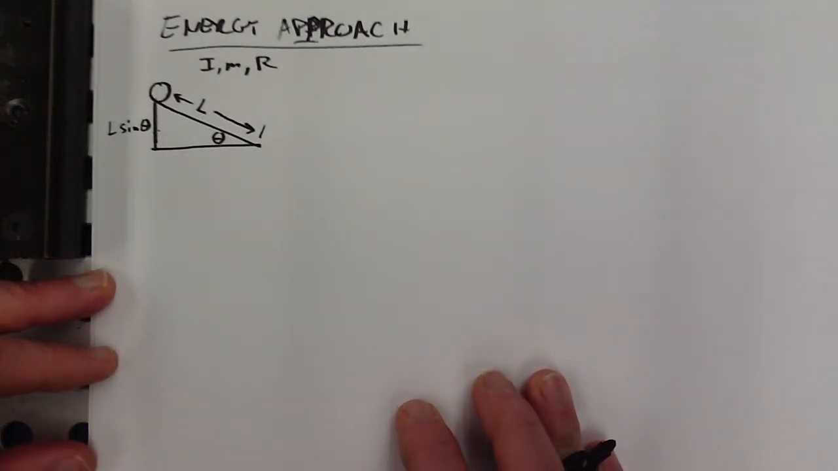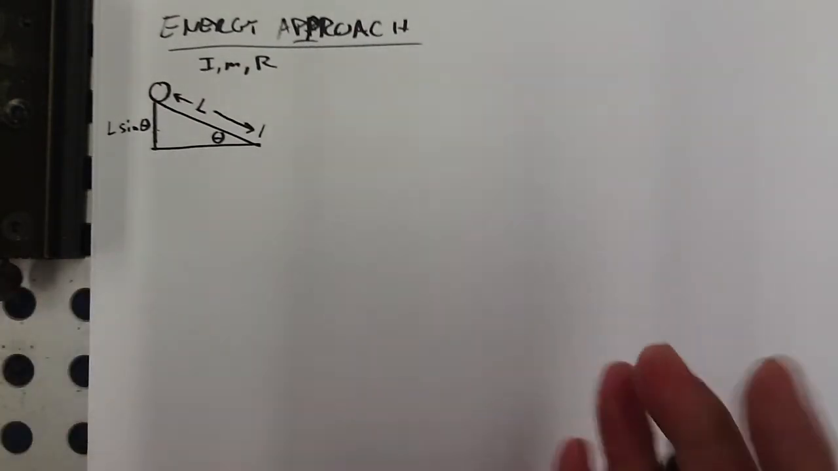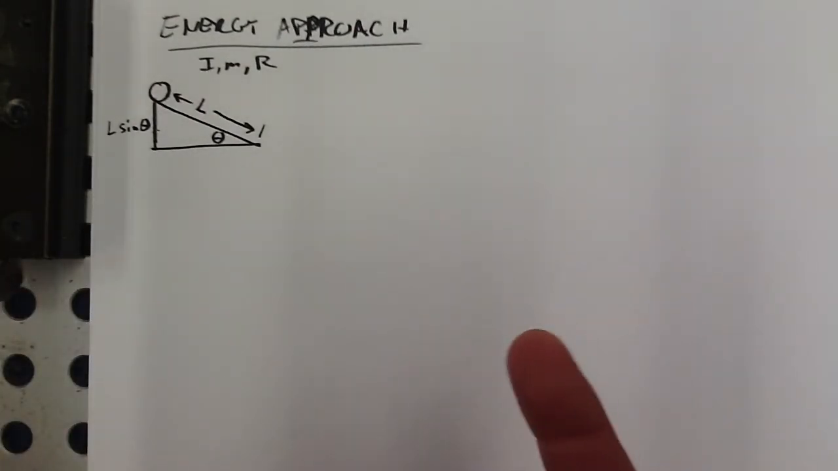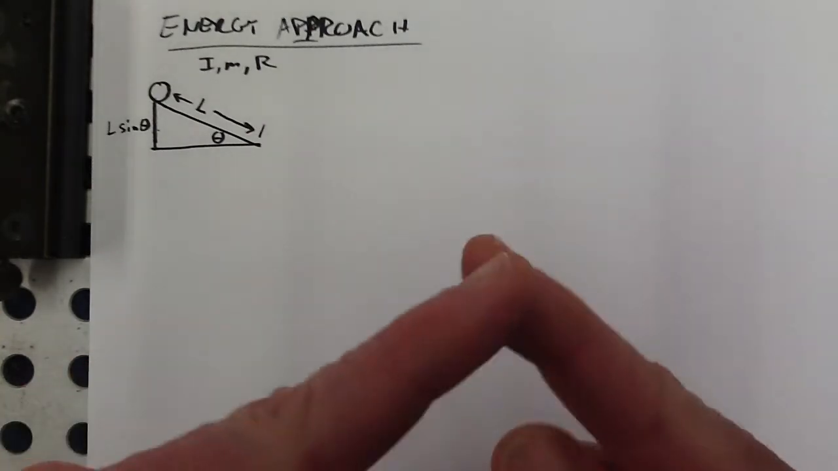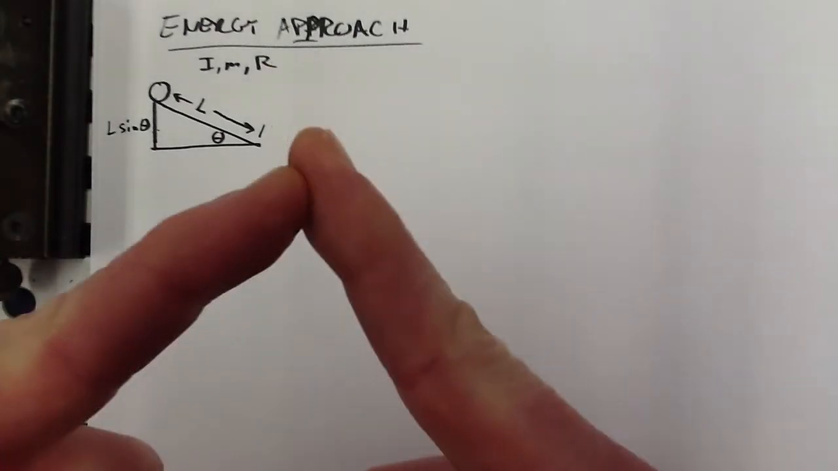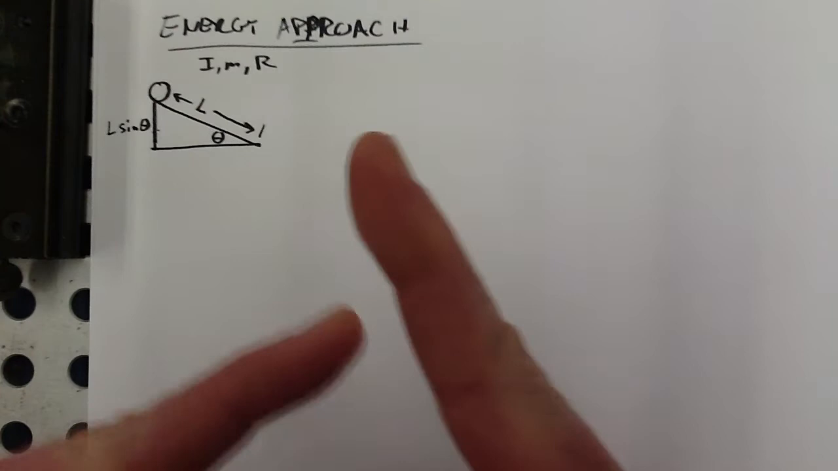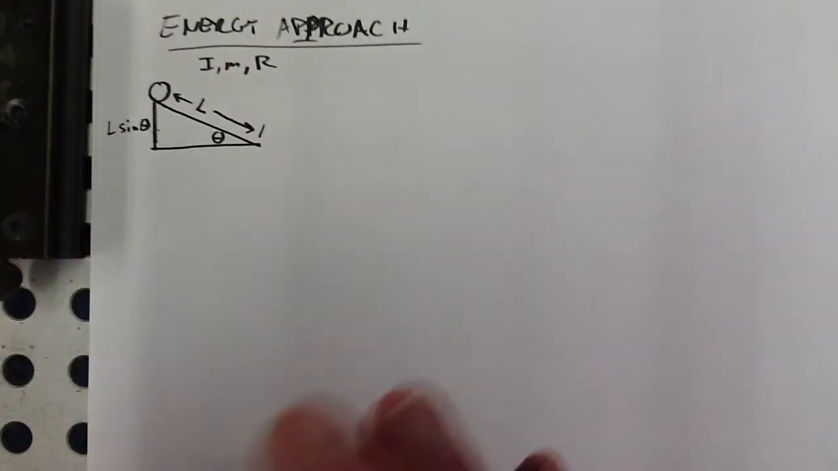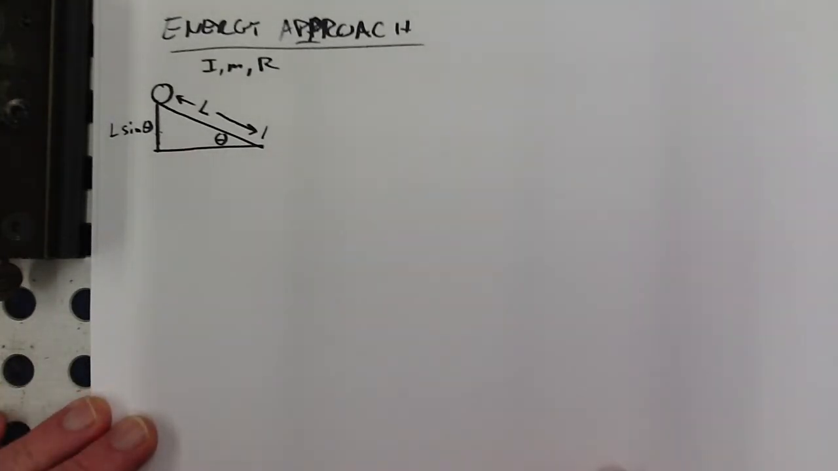Okay, so what happens energy-wise here? There's no non-conservative forces. There is static friction, but it's not doing any work because that friction force is not actually moving the object. It's not kinetic friction. So that is not actually changing the energy situation. So we can take a conservation of mechanical energy approach to this.